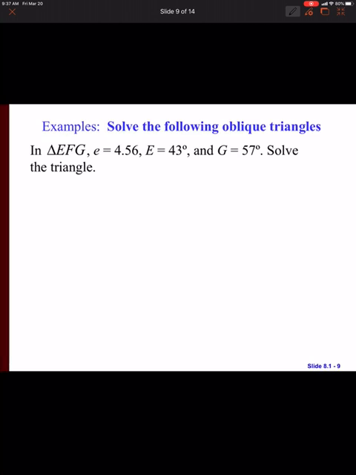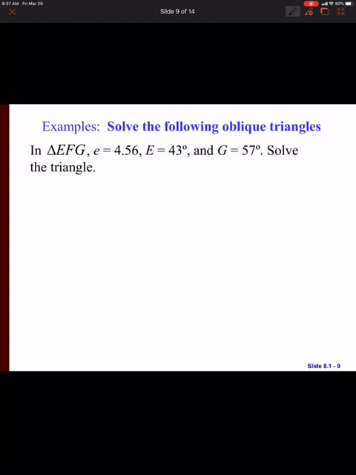Alright, let's look at an example of solving an oblique triangle. An oblique triangle is a triangle without a 90-degree angle in it. With that said, we've got two laws that we'll be looking at in solving oblique triangles. Right now we're focused on the law of sines. And the law of sines states the sides are proportional to the sines of the opposite angles.